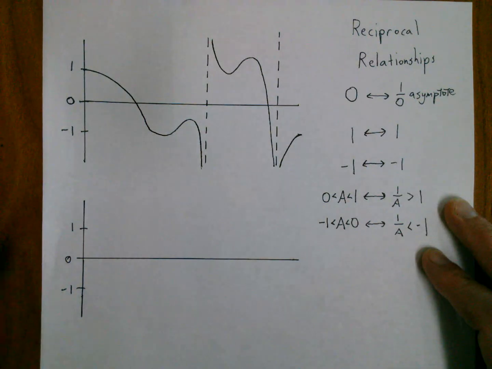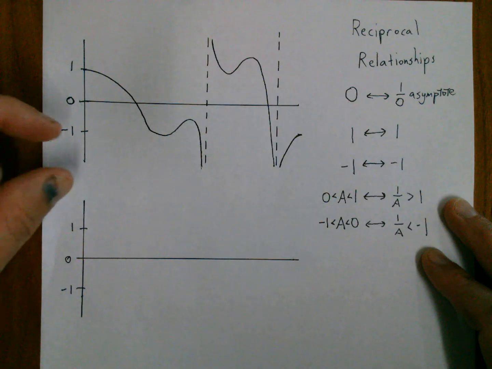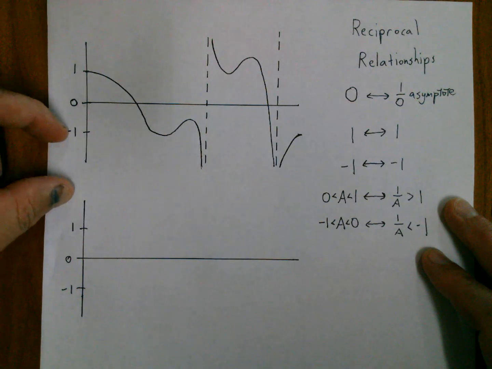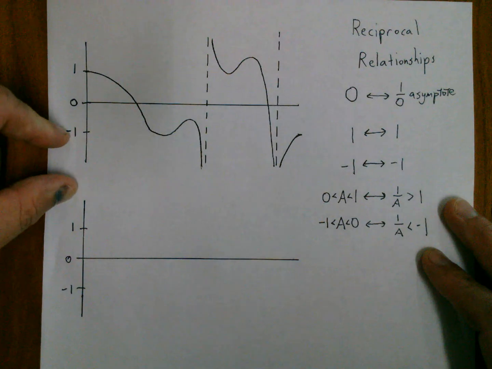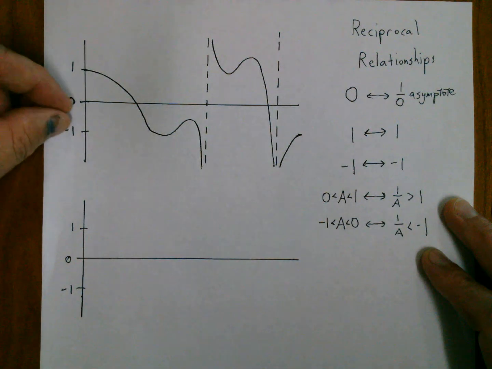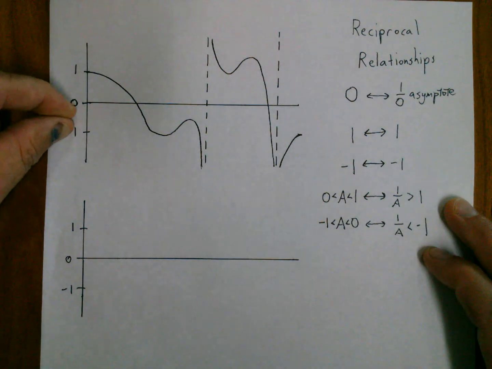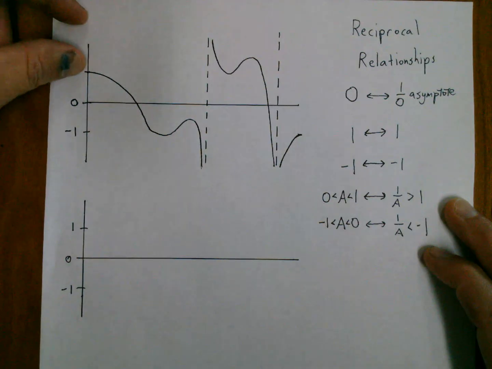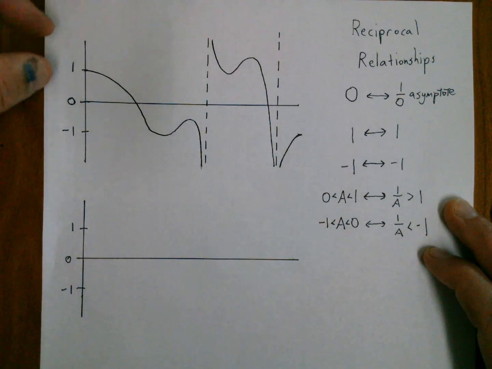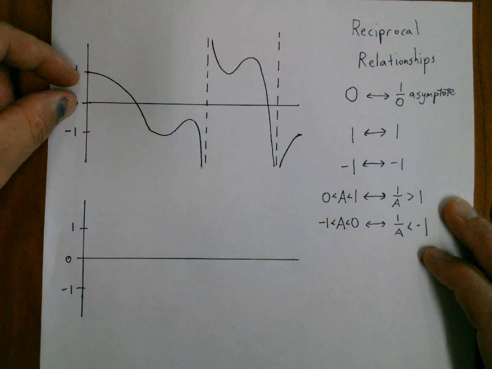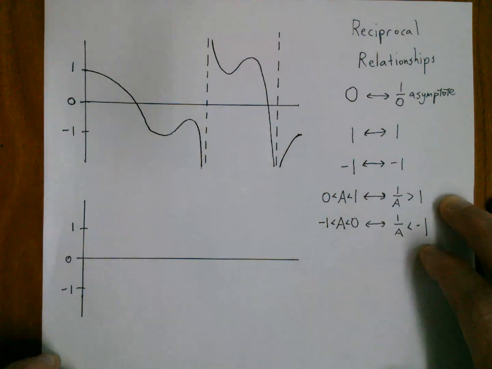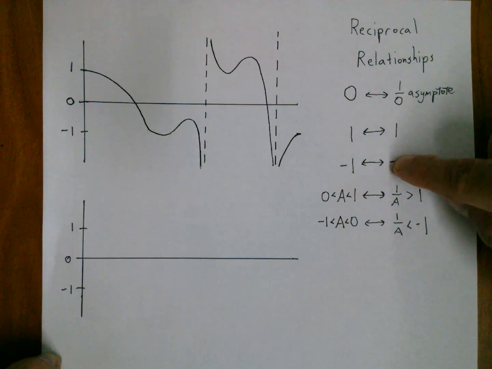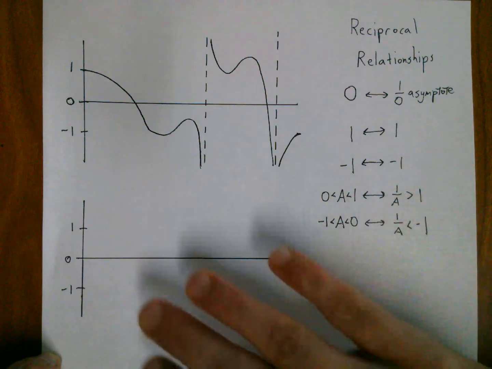This also works in the reverse. So if my function is less than negative 1, the reciprocal will have those values between 0 and negative 1. And if my function is greater than 1, the reciprocal is going to exist between 0 and 1. So when I graph, I look for these moments, and I use them to make sense of what's happening.